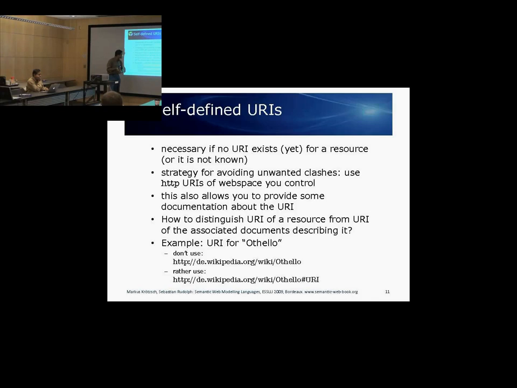Now, how do you distinguish the URI of a resource from the associated documents describing it? Like, how do I distinguish that this is my URI versus a URI which is giving more information about me? In this particular case, if you have, let's say, a URI for Othello, then do not use this kind of a URI, because what it is doing is representing the document which is describing it.